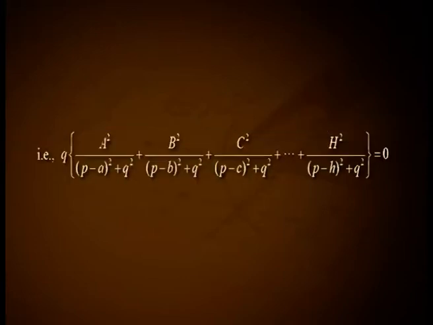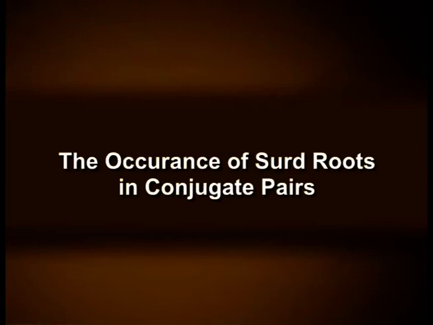That is, q into [a squared by ((p minus a) whole squared plus q squared) plus b squared by ((p minus b) whole squared plus q squared) plus c squared by ((p minus c) whole squared plus q squared) plus etc. plus h squared by ((p minus h) whole squared plus q squared)] equal to 0. Since the sum of the terms inside the bracket is never 0, we have q equal to 0. Now, q equal to 0 means the equation has no imaginary roots. This completes the proof. The occurrence of surd roots in conjugate pairs.